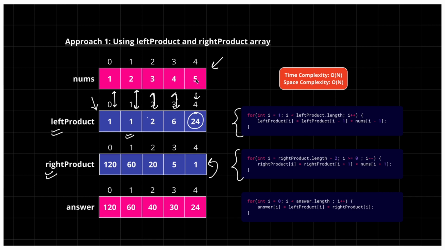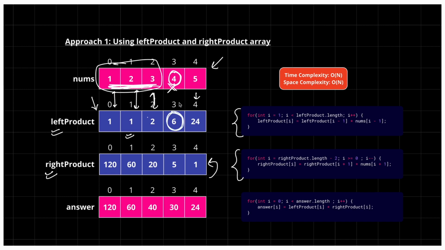So we are really not considering that particular element at any index. Say for example, if here is 4, I am not multiplying this 4 with the left product so far. I am making sure that, except this element, I am storing the product of all the elements which are to the left of this particular index.